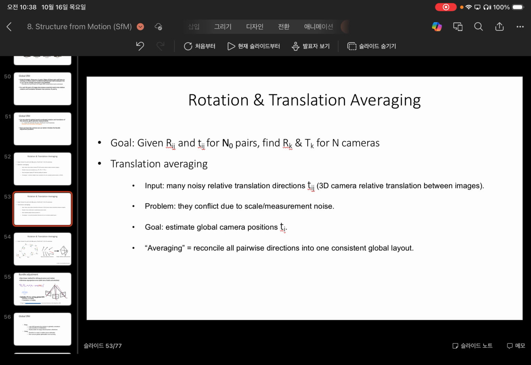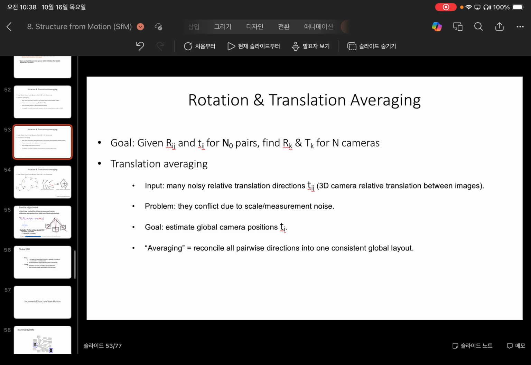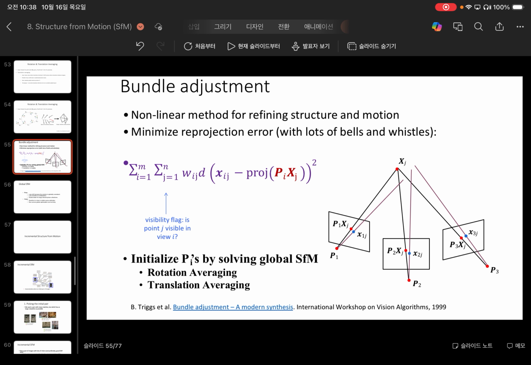Translation as well. We only have local relative translation between images, but what we want is camera position, not relative between images, just global absolute camera position in world coordinate system. That is what we need. So to get this, global SfM tries to use all pairwise relative camera poses together, and then from global SfM's initial result, we can try bundle adjustment. We learn bundle adjustment, right? It just tries to adjust camera parameter and 3D geometry together by minimizing reprojection error.